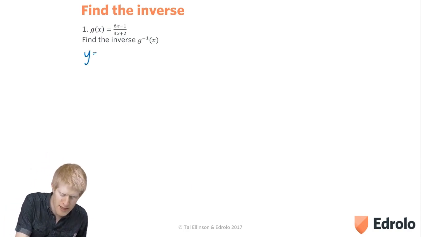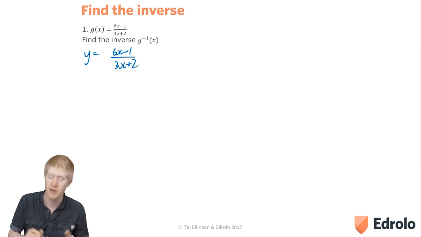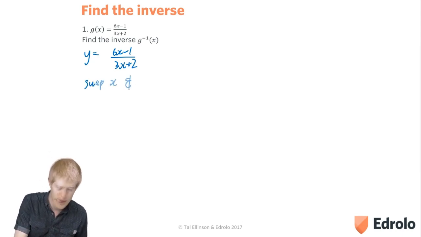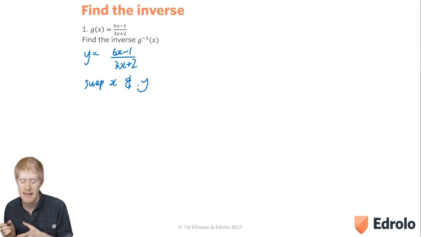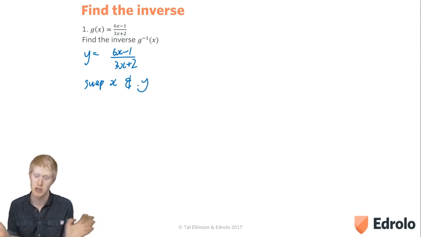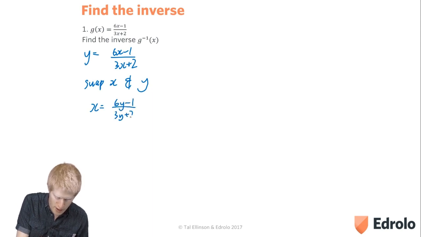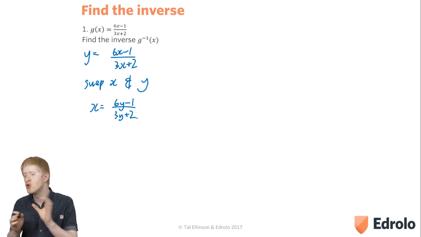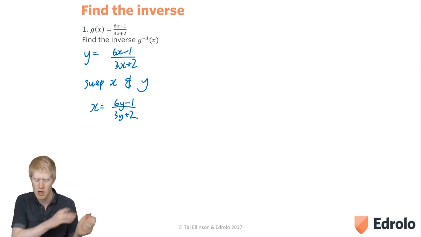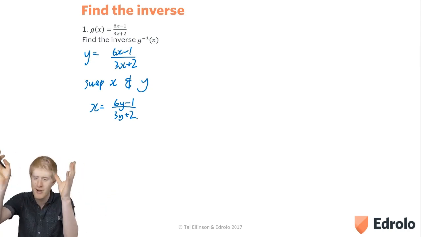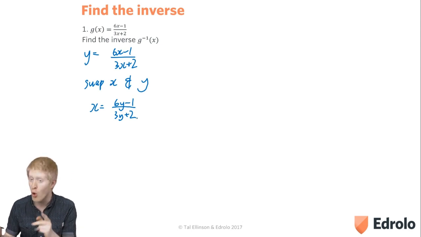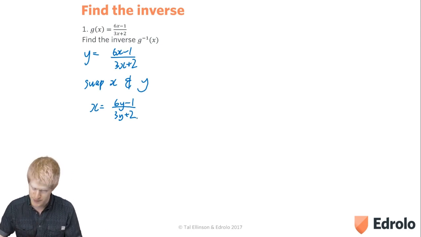Well, let's first write it out as y equals 6x minus 1 on 3x plus 2. And we know to find the inverse, you've got to swap x and y. It's important to write down swap x and y to show the examiner that you actually are doing it deliberately. They don't just swap arbitrarily. Once you do that, you have an equation. X equals 6y minus 1 on 3y plus 2. Now, you could solve this algebraically. You could times across, you could expand, move things around, factorize, and get y by itself. Or you could use the calculator.